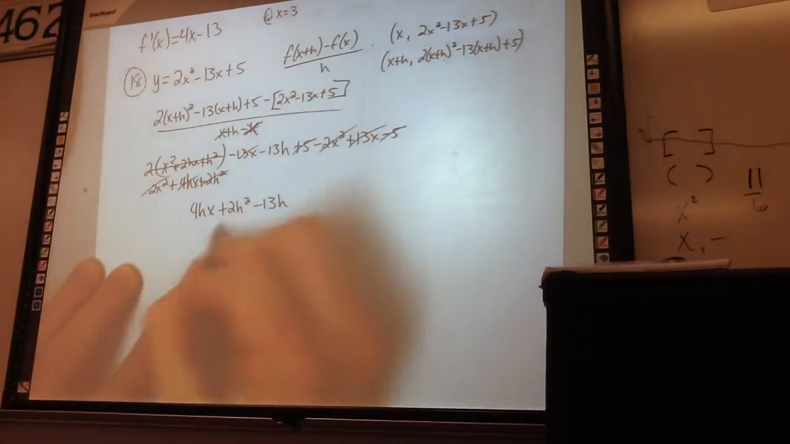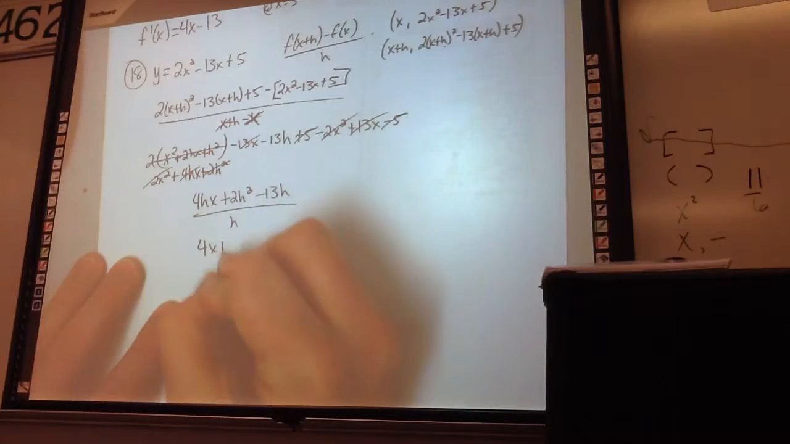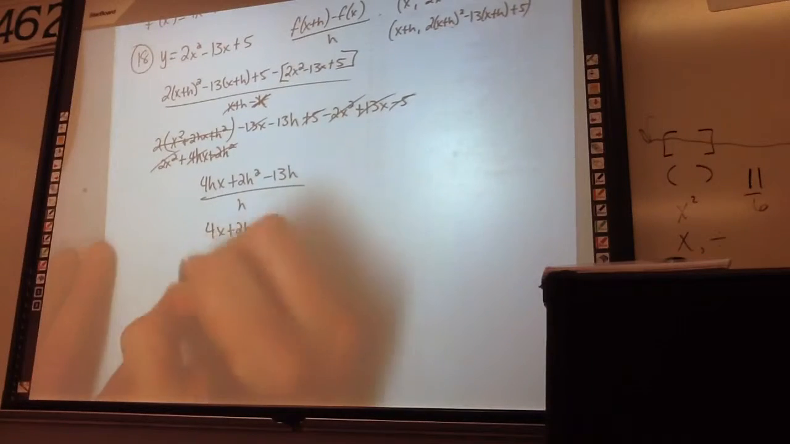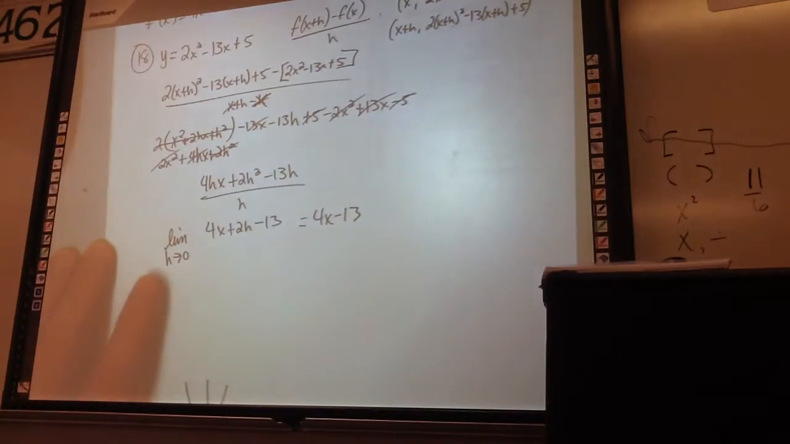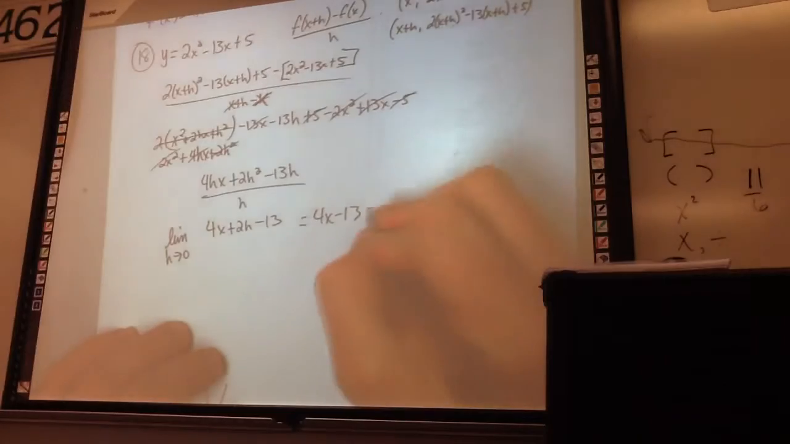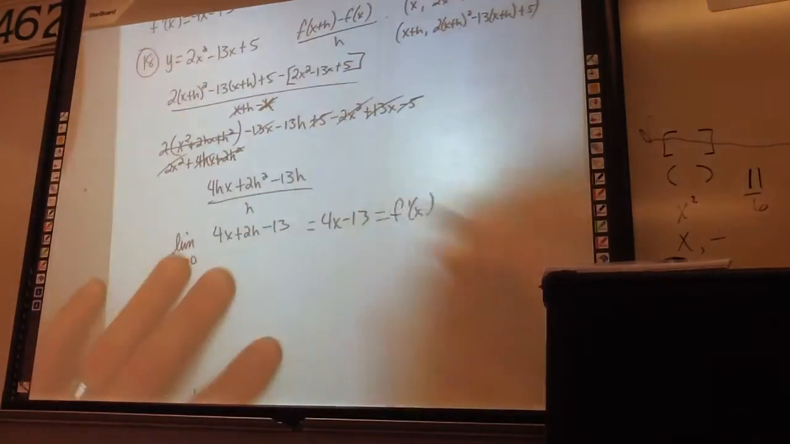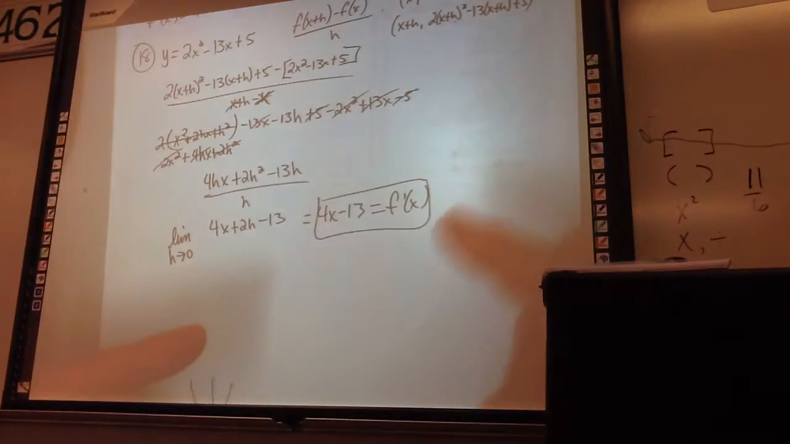All over h. So divide out an h and you get 4x plus 2h minus 13. And then you do the limit as h approaches 0, and you get 4x minus 13. Right? That's the derivative. That's f prime of x, or y prime because it was just y. So you will have to do that on your quiz tomorrow. You just find the derivative. Good.